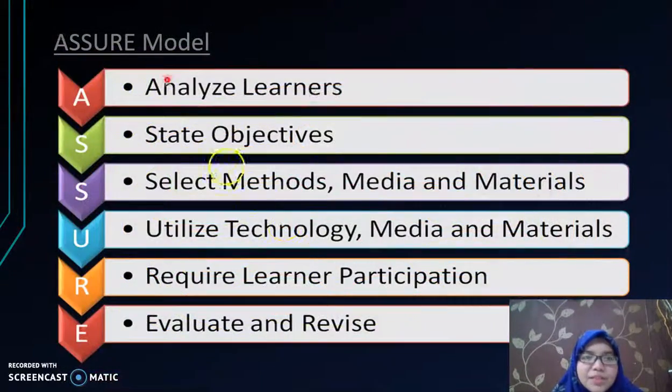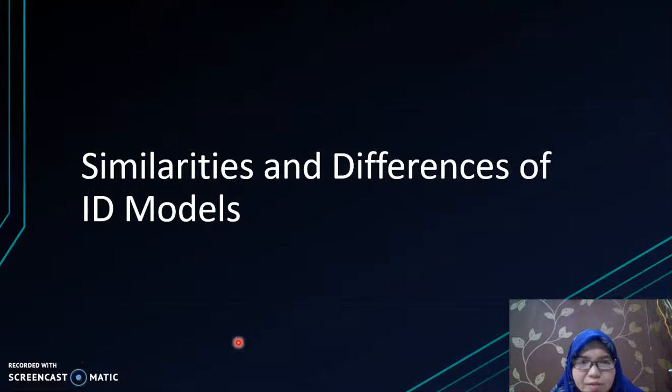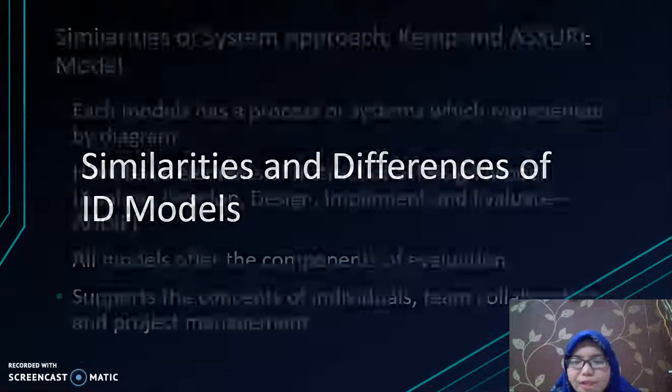Okay, next is the ASSURE model. Okay, first is analyze. It is step by step. Next, you must state the objectives, select methods, media and materials, utilize technology, media and materials, require learner participation, evaluate and revise. Okay, so let's go to the similarities and differences of ID models.